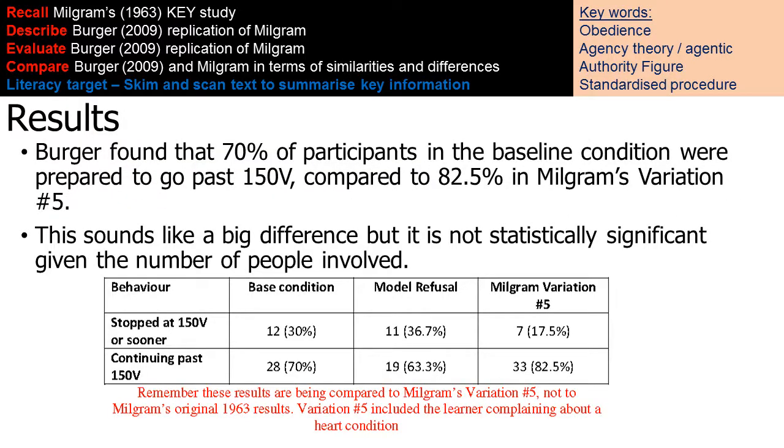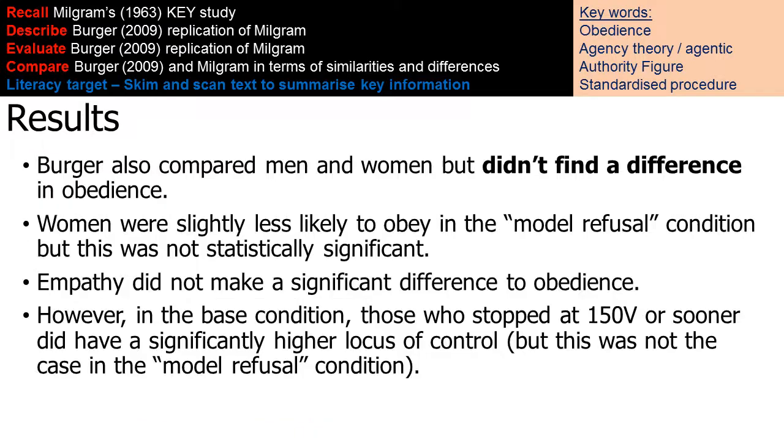Now, the results of this were that Berger found that 70% of participants in the baseline condition were prepared to go past 150 volts. He compares this to the 82.5% in Milgram's variation number 5. Note here that obviously we know in Milgram's original study the amount of participants that went up to 450 volts was 65%. Don't get confused here, Berger based his study on variation number 5, in which the results were 82.5. Now, this sounds like a really big difference, but actually it's not statistically significant when you take into account the number of participants that were involved.